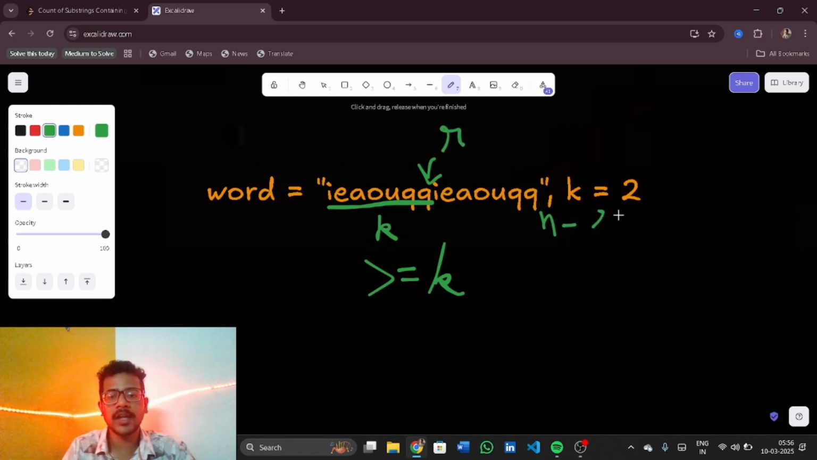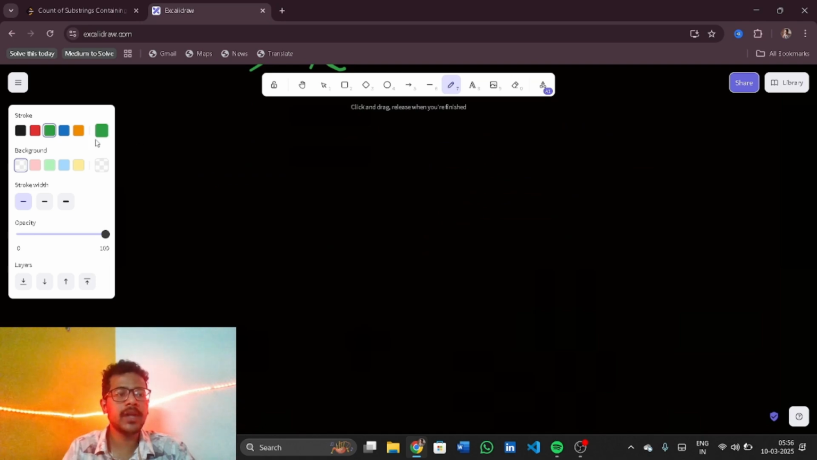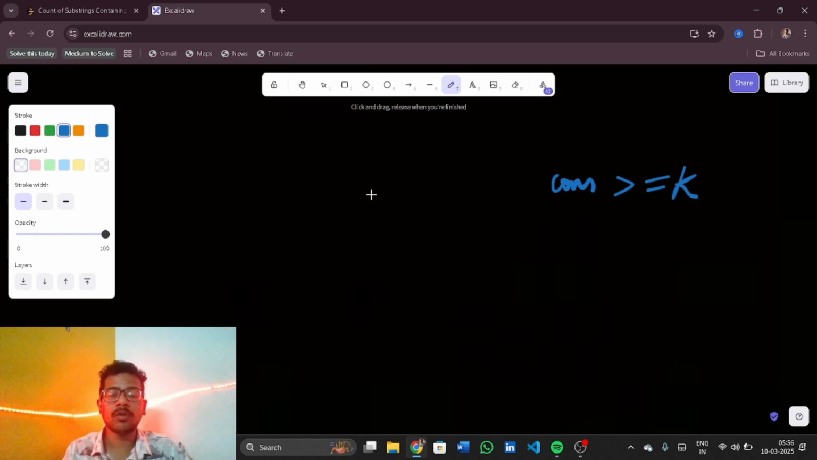So I will increment my answer by n minus r. Let me write that for you. If I got greater than or equal to K, now K count is the consonant count, greater than or equal to K. Consonant count is greater than or equal to K. And if you see, my vowels count should be equal to 5.